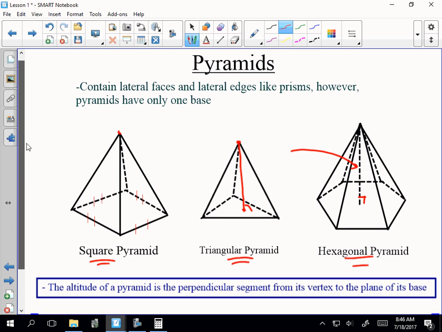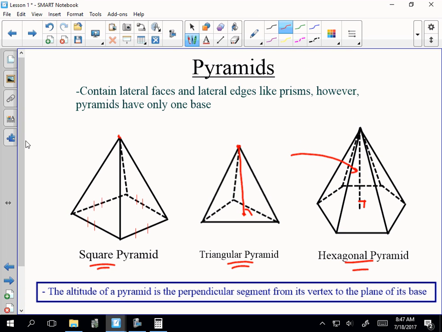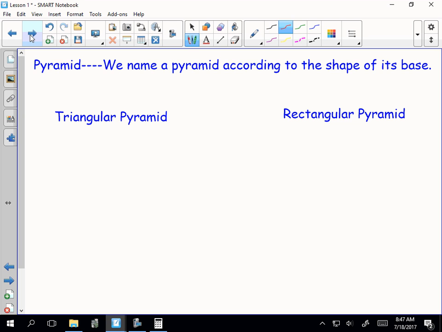So when we look at a pyramid, the lateral faces are all triangles, and the number of triangles is based on whatever base shape that you have. And notice the important part, there is only one base to a pyramid.